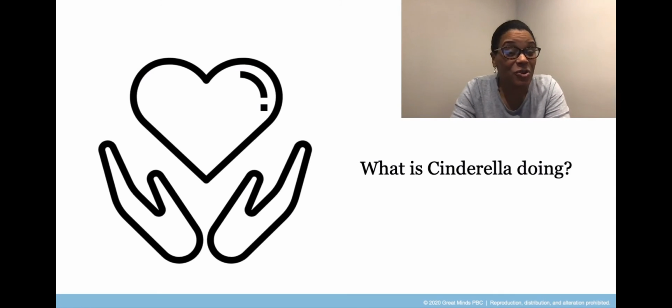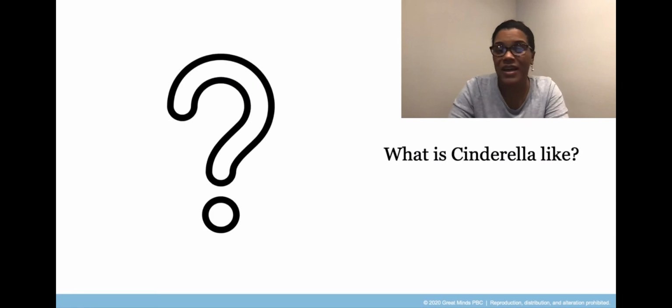Did you jot down a few words to describe how Cinderella is forgiving her stepsisters? Now, on the page that I read, the text tells us that Cinderella forgives her sisters for all the mean things they have done. So from these actions, what can you infer about Cinderella's traits? In other words, what is Cinderella like? Think. Now, jot down a word or two in your journal next to Cinderella's actions to infer what Cinderella is like.